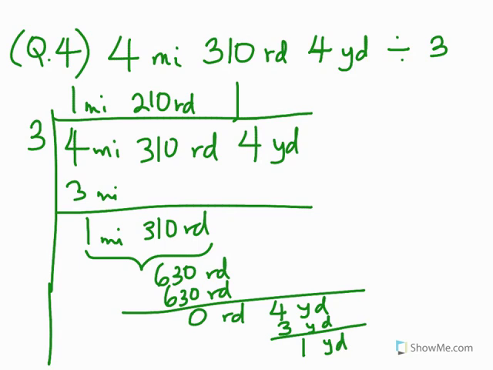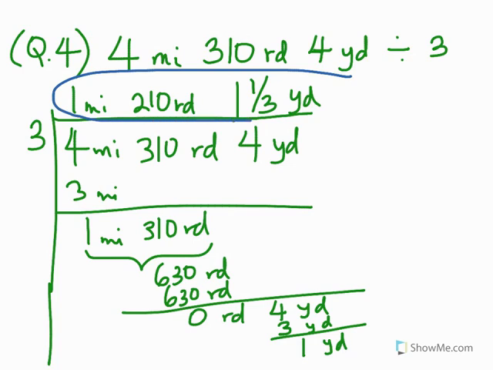So this becomes a whole number 1, 1 out of 3. 1 whole number, 1 over 3. 1/3 yard. So what is our answer? Our answer is 1 mile, 210 rods, 1 whole number, 1 over 3 yards. Of course, you can say 1 and 1/3 yard. 1 mile, 210 rods, 1 1/3 yards. I hope you understand.